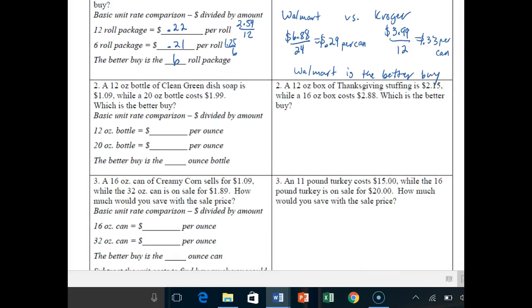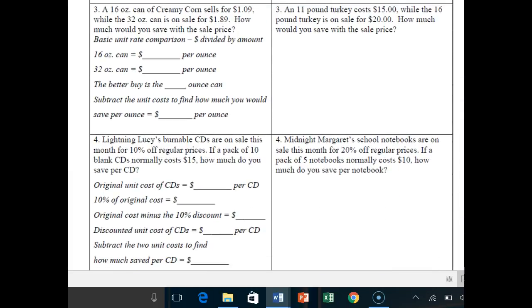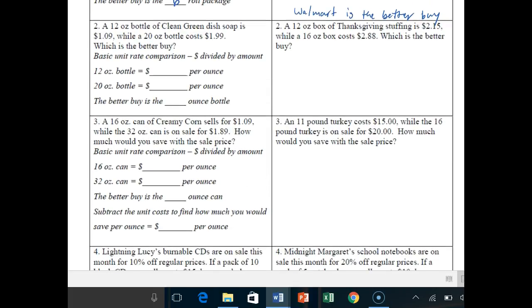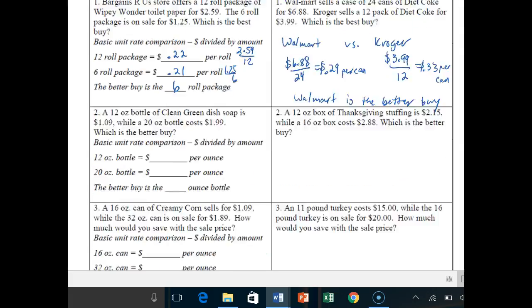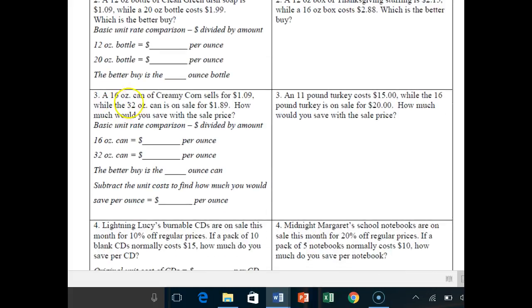So on all these, they want the dollar per unit. So we're always going to be doing the dollar cost divided by the amount of units they give us. So I'm going to leave 2 on this one and 2 on this one. Your work should look exactly like 1, but they're just different numbers, okay? For number 3, a 16-ounce can of creamy corn sells for $1.09, while a 32-ounce can's for $1.89. How much would you save with the sale price?